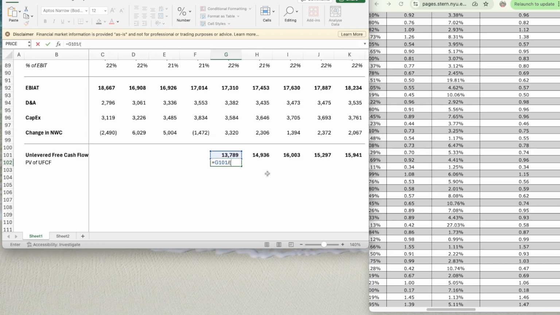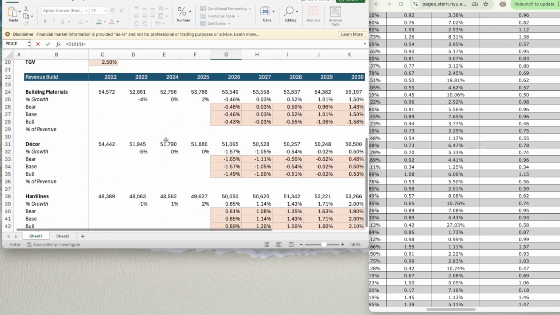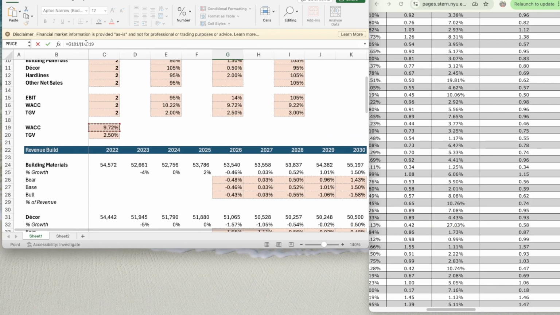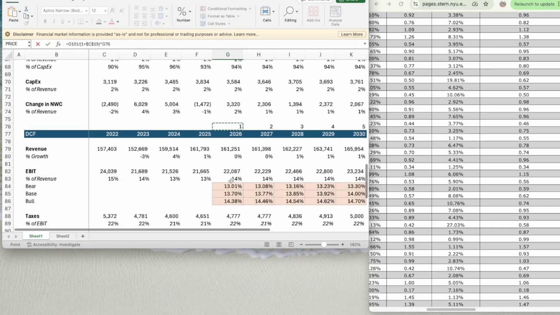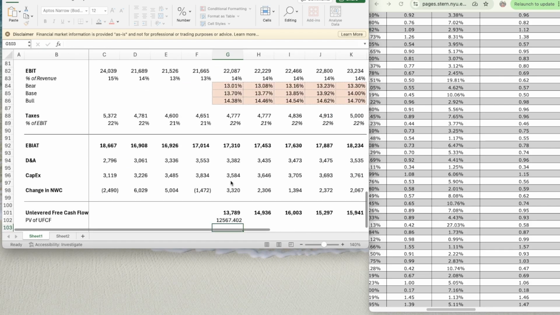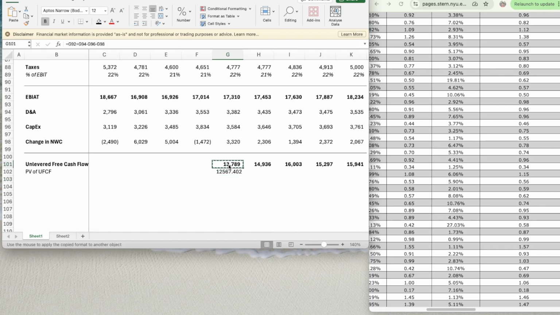So PV of UFCF, we take the free cash flow and we divide it by 1 plus the WACC, which we lock in, and then we go to the power of the year. In that case, it's the 1, and we get it like this. And then you just do the usual, and you copy it over.